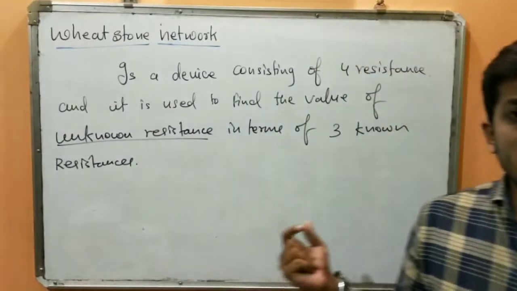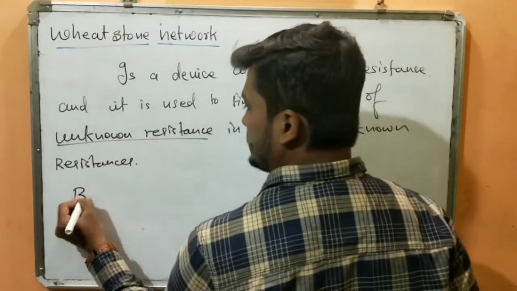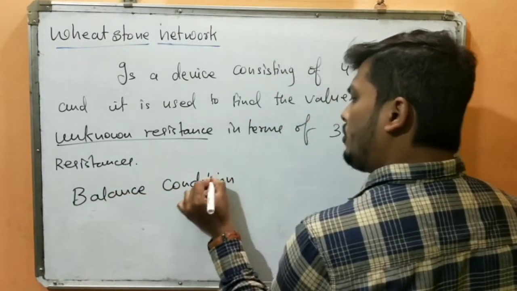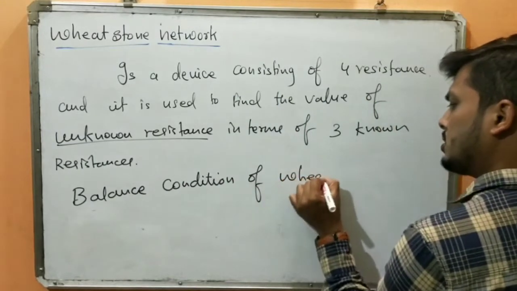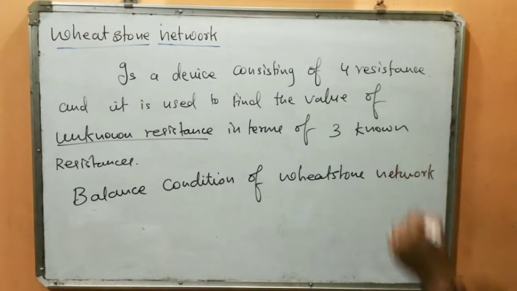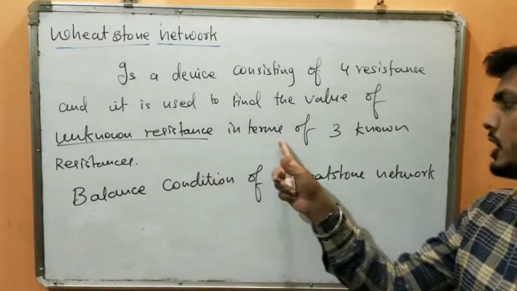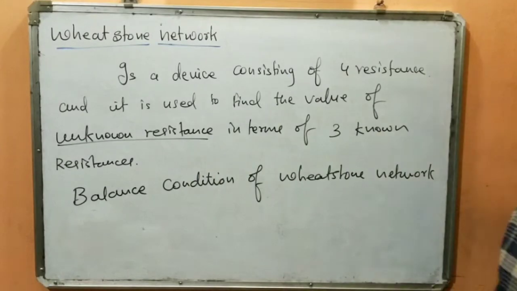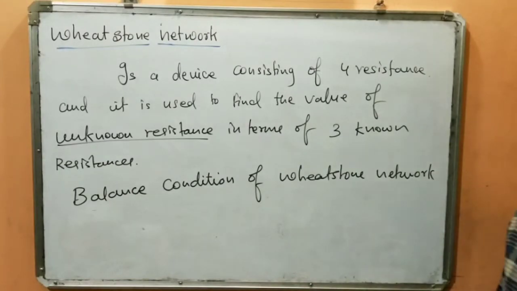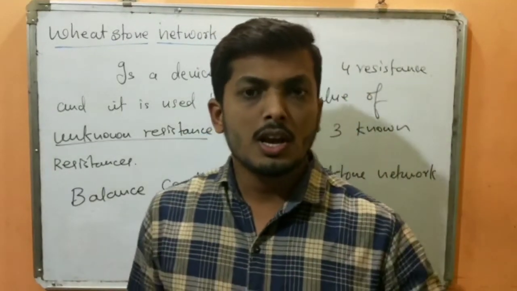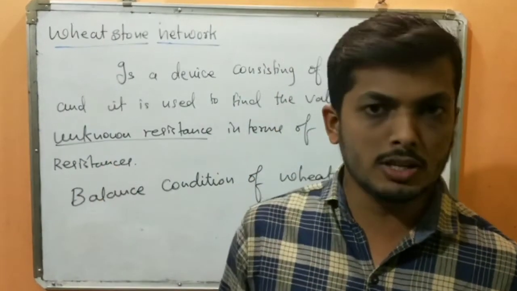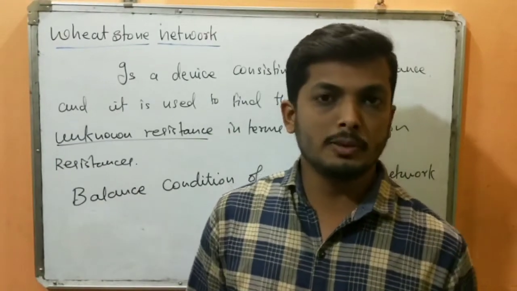Now we can find the value of the unknown resistance by using the balancing condition of the Wheatstone network. So in short, what is the balance condition? We take 4 resistances, considering we know the value of 3 of them, and our aim is to find the value of the 4th unknown resistance. We are going to take a galvanometer as a mediator.